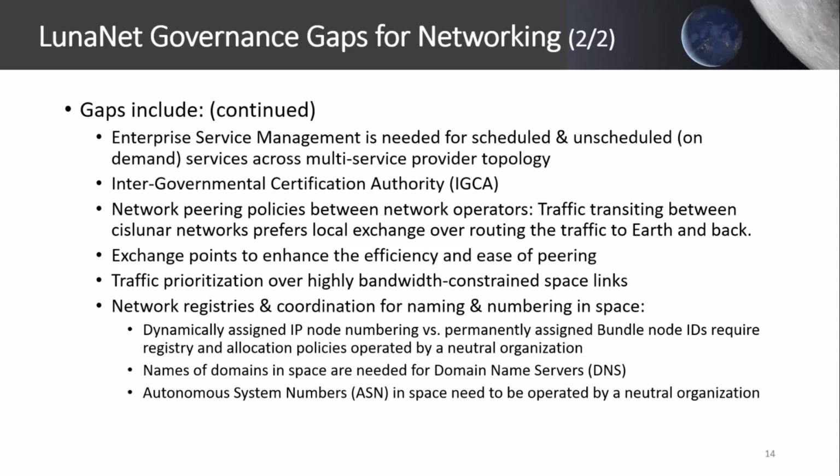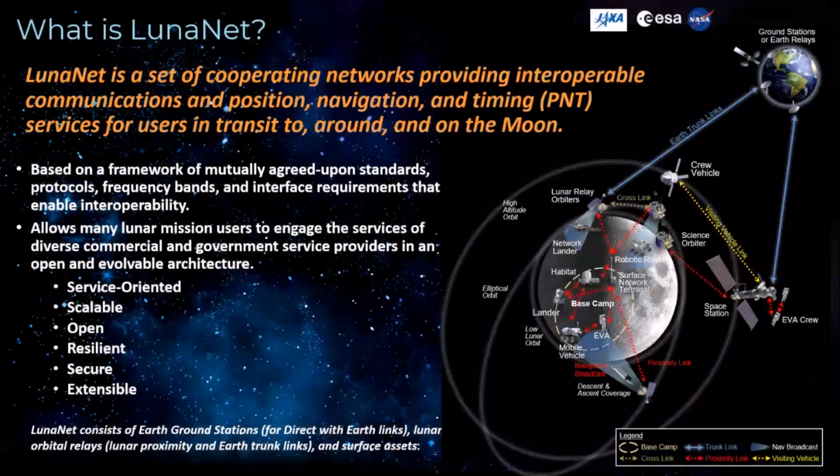So naming and numbering in space will be a little bit different than it is on the terrestrial environment. All of that can be summarized in terms of LunaNet being a set of cooperating networks that provide interoperable services for users on and around the moon. And the diagram on the right shows that you have blue links that connect the moon to the Earth. Those are the trunk links or the backhaul capability.